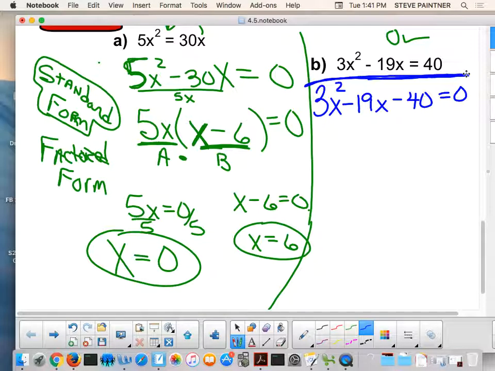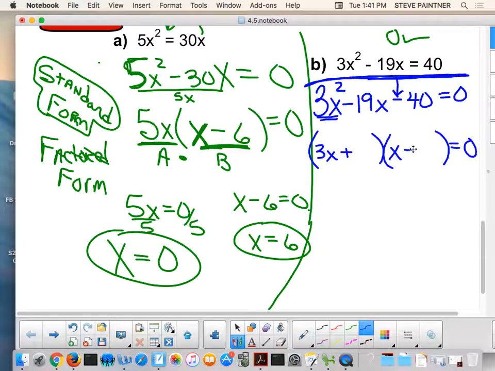Was there a GCF? No. Is this a perfect trinomial? No. Is this the difficult one? Yes. Okay. So this is the difficult one. Here we go. How do you get 3x squared? 3x times x. How do you get this? A negative. Positive times a negative. We're almost there, guys.